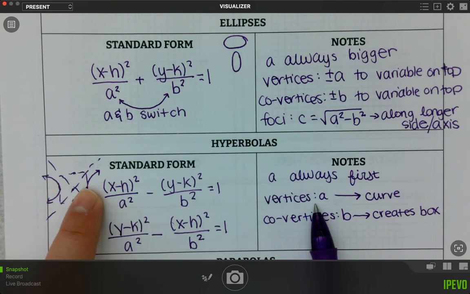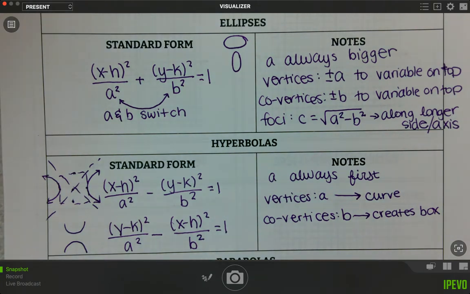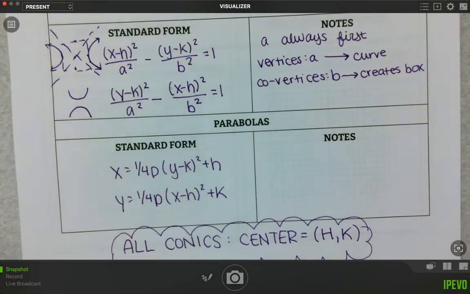Okay, let's talk about parabolas for a quick second. Here are the equations for a parabola. Y equals and X equals 1/4 P.